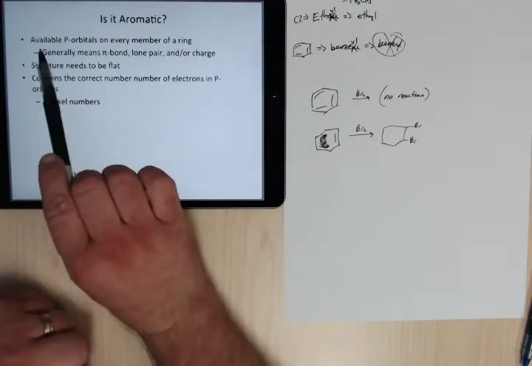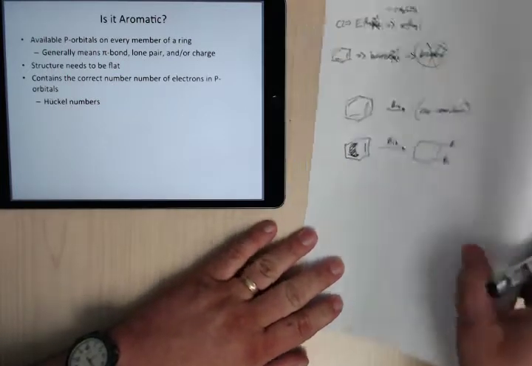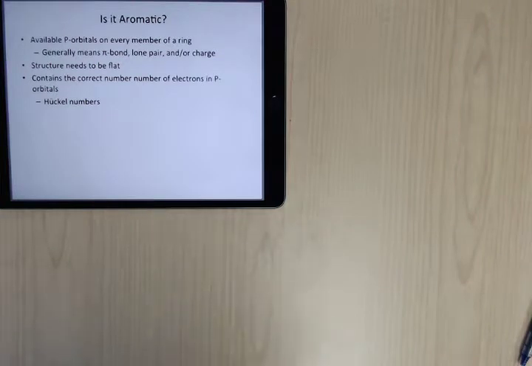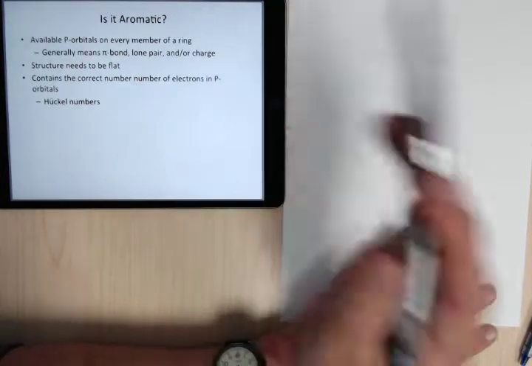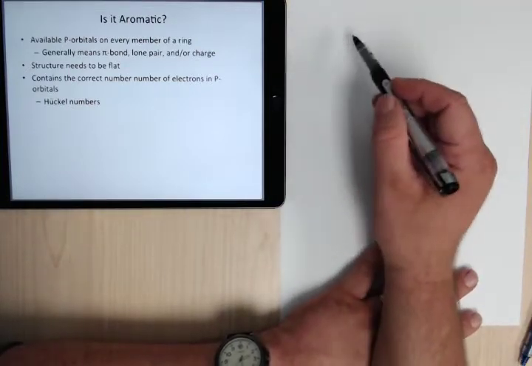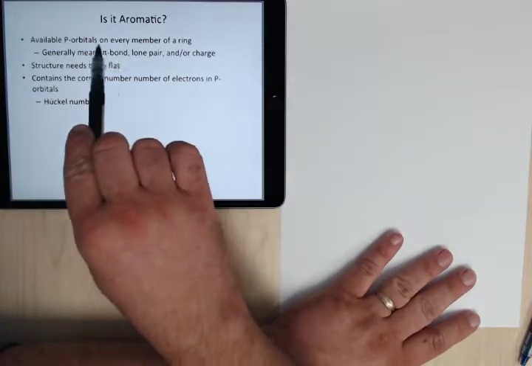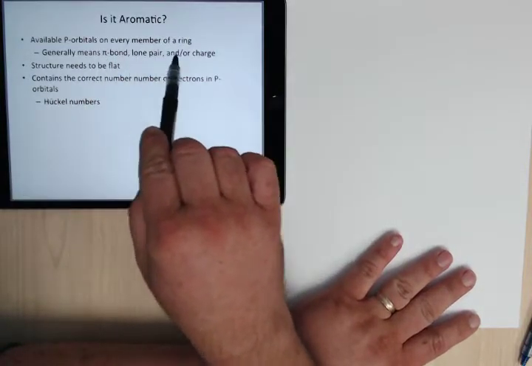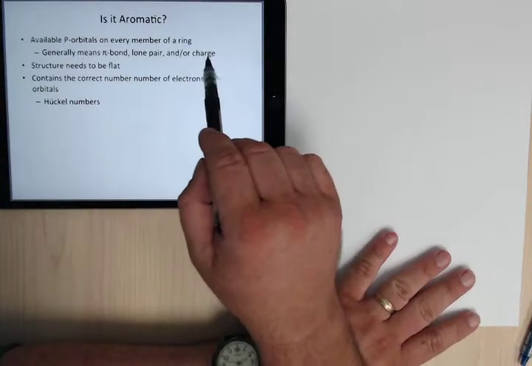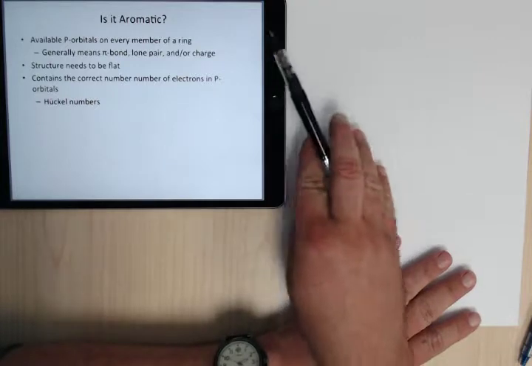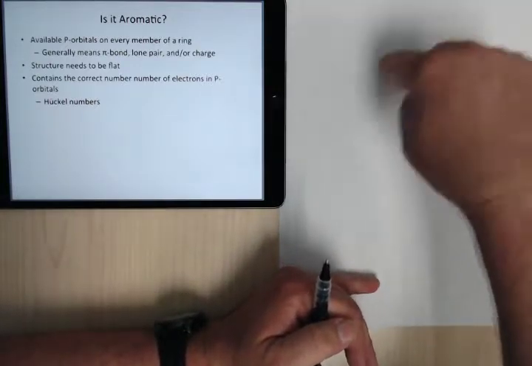First, it has to be in a ring, so the molecule has to be a ring. Now, does every atom around the ring, not including the hydrogen, have an available pi bond or a p orbital? The way you tell is if it's part of a pi bond, a lone pair, and/or a charge. There are some exceptions for the charge, but pretty much. The structure also needs to be flat. It needs to be sp2 hybridized, so that it's flat and all of those p orbitals can align.